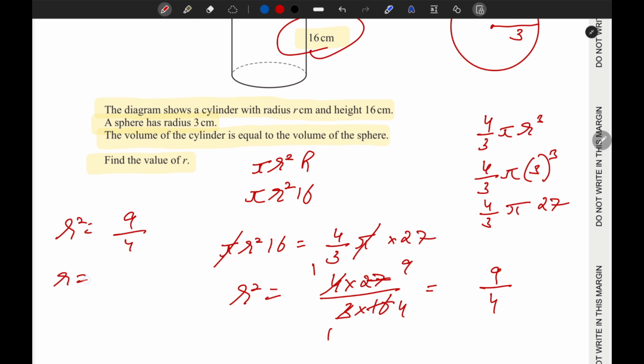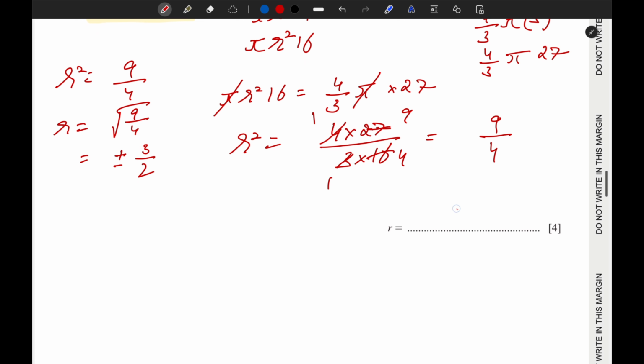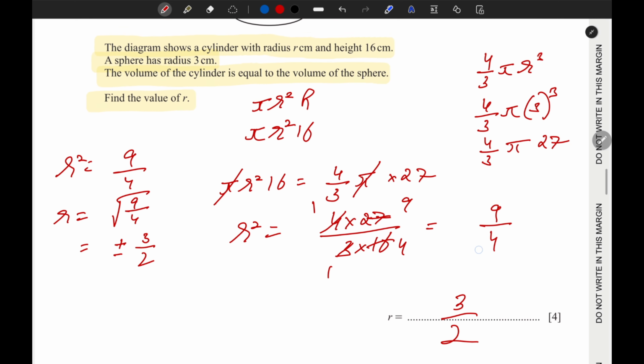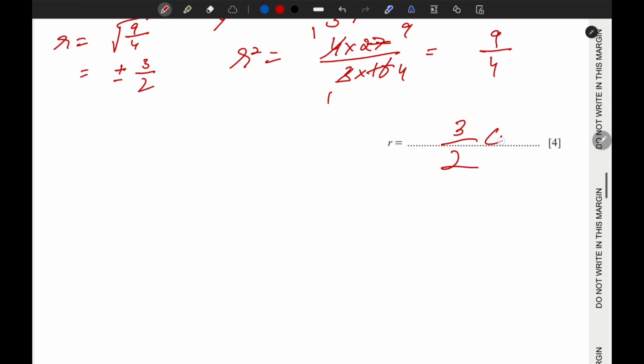So what is r? R is under root of 9 by 4, which is plus minus 3 by 2. Actually, we are not going to take the negative value because the radius cannot be negative. So the value of r is, we are taking the positive value. So this is 3 by 2, and all the units, I think they are in centimeter only. Yeah, all units are in centimeter. So this is 3 by 2 centimeter.